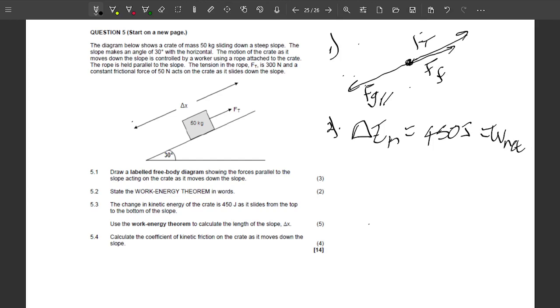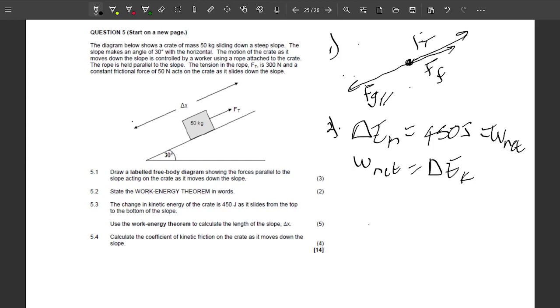Okay, what are we supposed to calculate here? Use the work energy theorem to calculate the length of the slope. Okay, that works. I think we can work around that. So we know that W net is equal to delta EK. This is what we know, and essentially we're looking for delta X. So that's going to be somewhat of a long calculation.